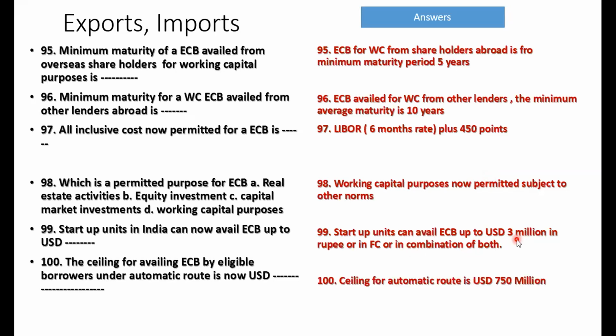Okay, friends, so this is a change. It can be in rupee or foreign currency, equivalent in rupee also, or a combination of both, 50% in dollar, 50% rupee. Then the rupee portion means the rate of interest will be costly. The foreign currency portion means the rate of interest will be cheap because it is linked to LIBOR. The automatic route ceiling is 750 million.